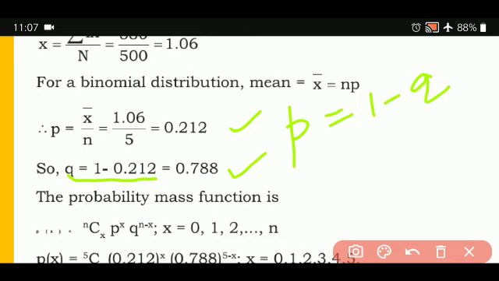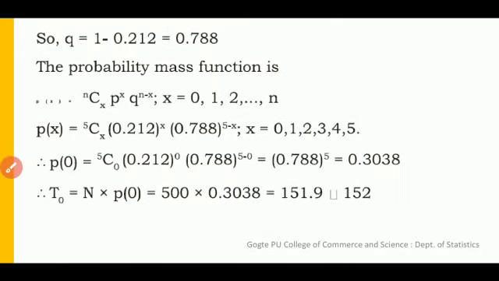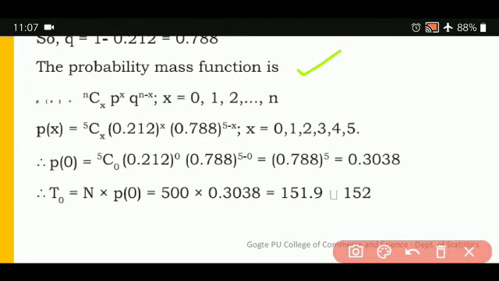So I am telling you, the first step is to find the arithmetic mean, and that we will be equating to the binomial parameters. With the help of that we find P, we find Q. This is the first thing you have to do. Next is to write the probability mass function. You have to write the general term of the probability mass function of the binomial distribution.